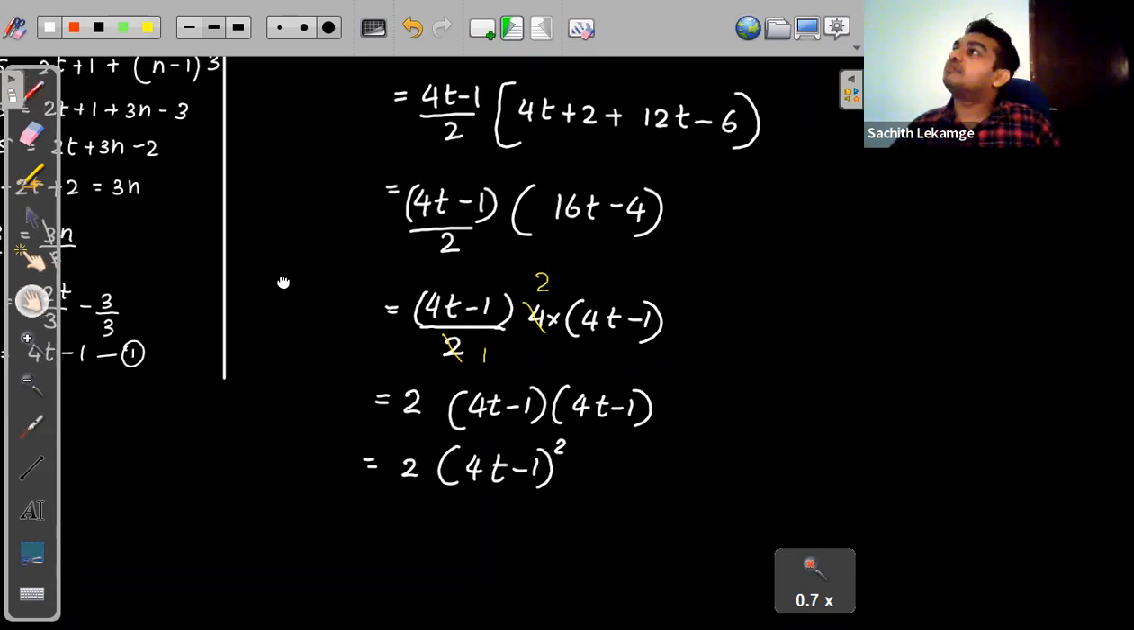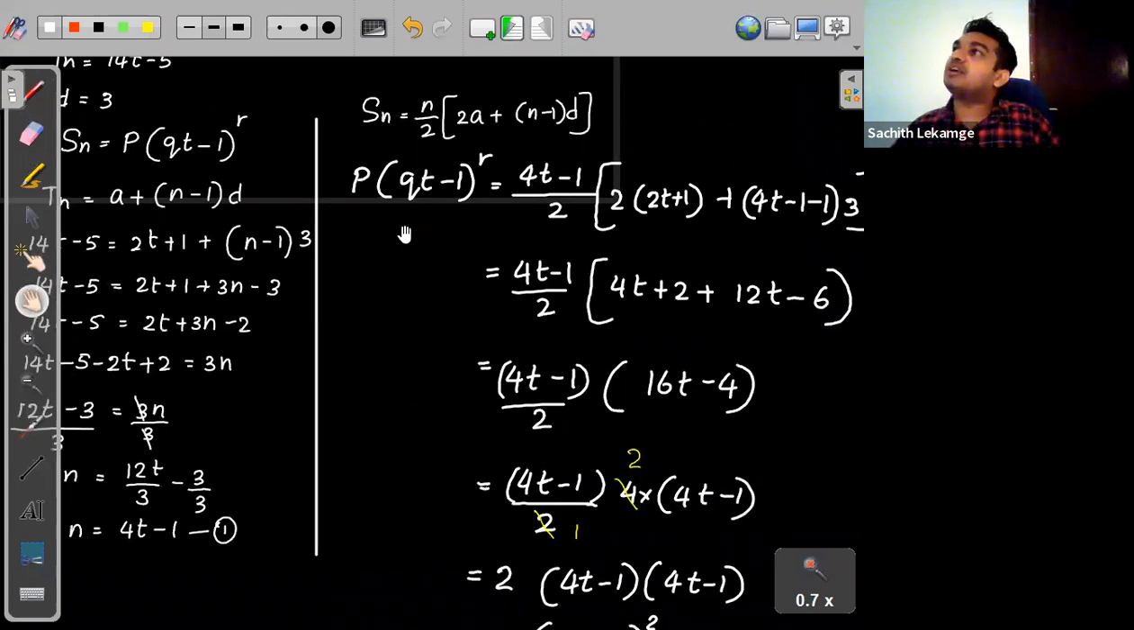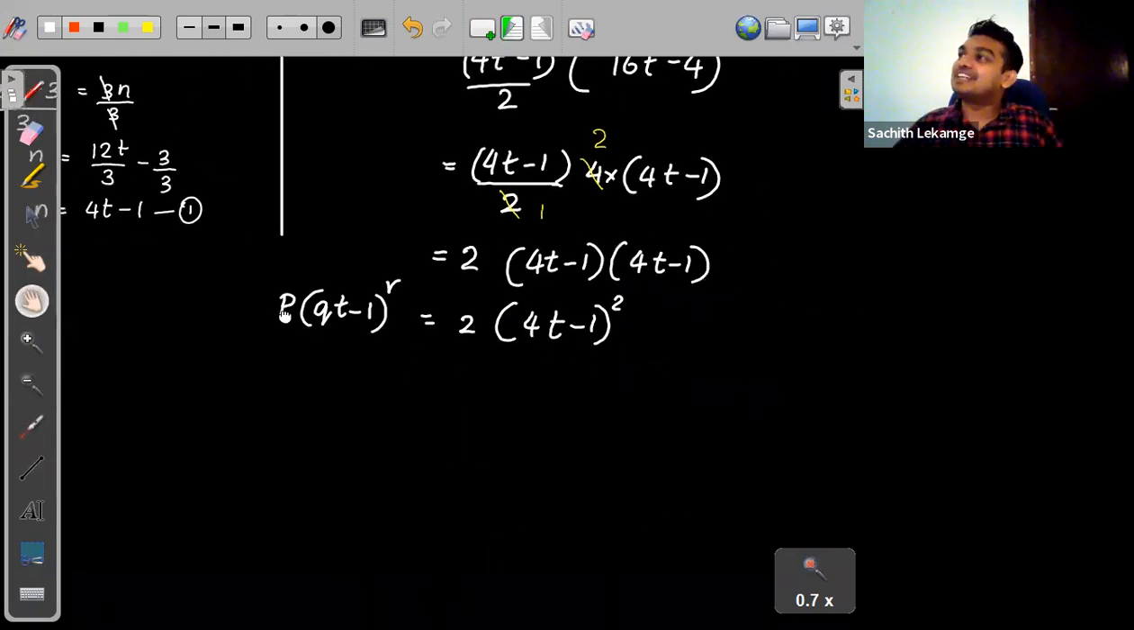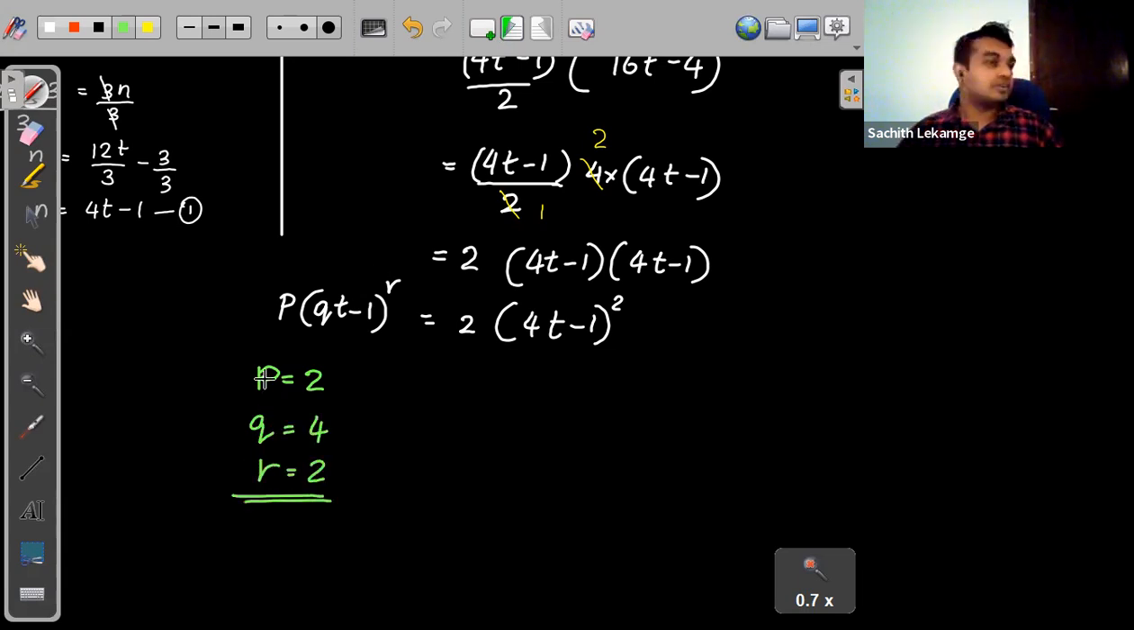Which is equal to what? P times (QT minus 1) to the power R. What you can see? P is equal to 2. Q is equal to 4. R is equal to 2. Is that difficult? No, it's not difficult.